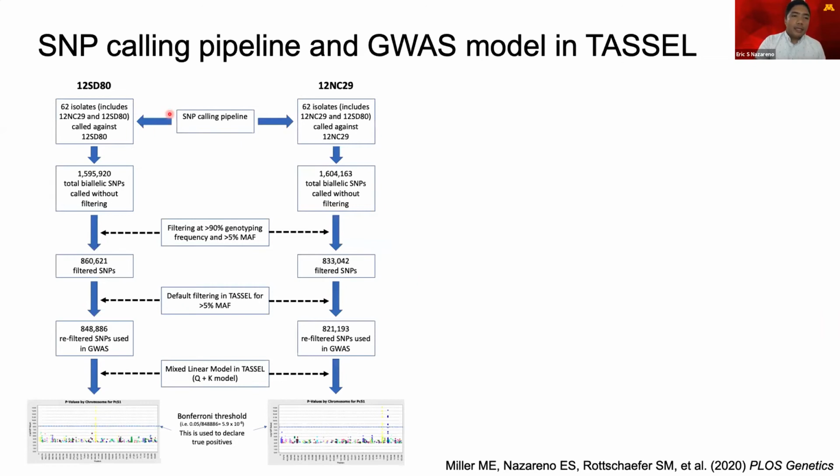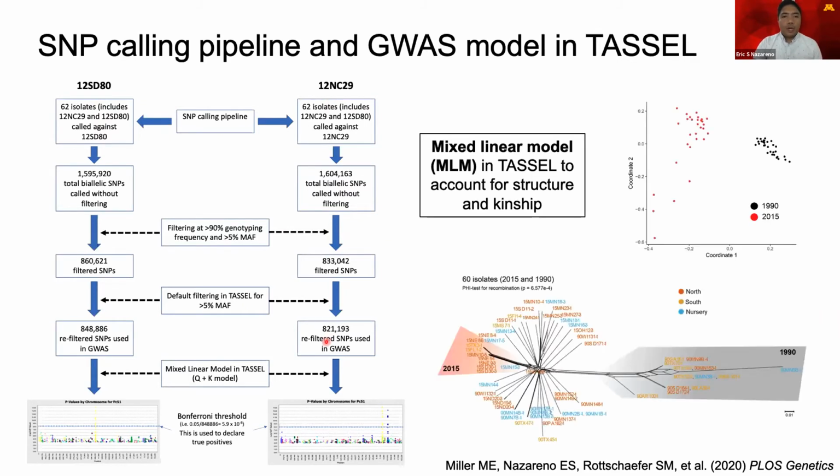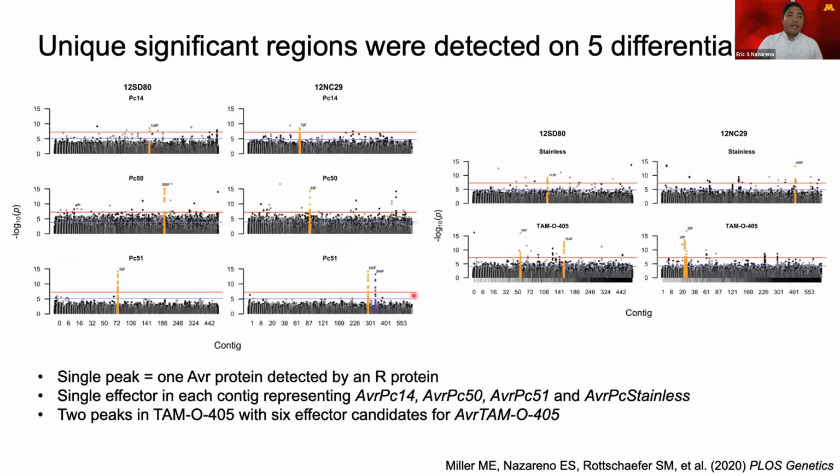And so this is the SNP calling pipeline for the GWAS. We called the SNPs against 2 reference genomes, 12SD80 and 12NC29, and that led us to about 800,000 SNPs that we used for GWAS using the MLM model in TASSEL to account for the population structure and also the relatedness of the isolates. Here are some results of the GWAS.